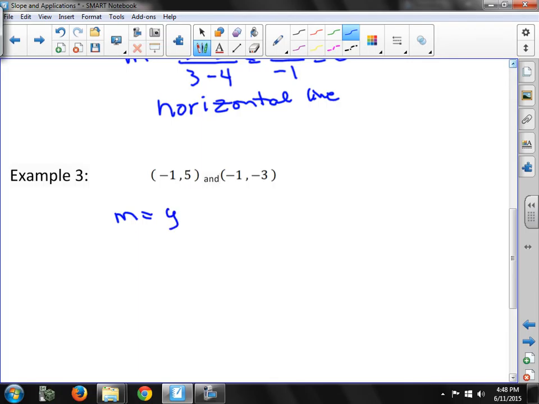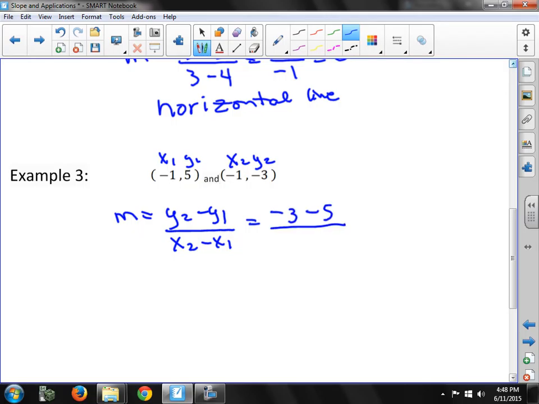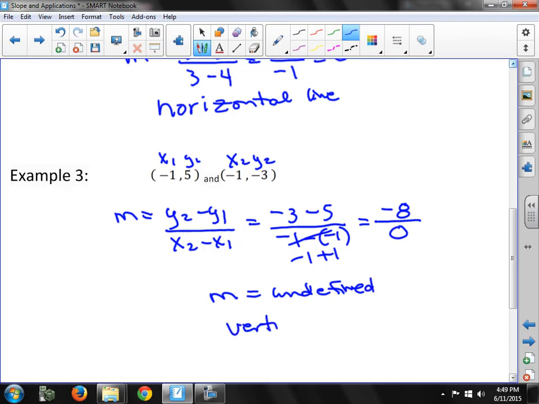I'll write down my formula again. Let's label. Okay, negative 3 minus 5 over negative 1 minus a negative 1. I have negative 8 on the top. Now this simplifies to negative 1 plus 1 over 0. We know we cannot divide by 0, so my slope is undefined. And this tells me this would be the graph of a vertical line.